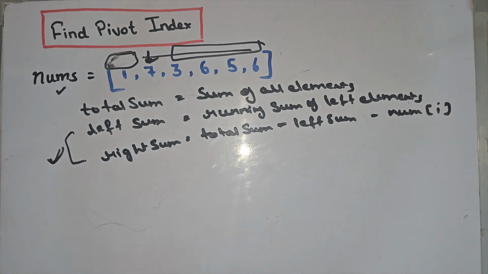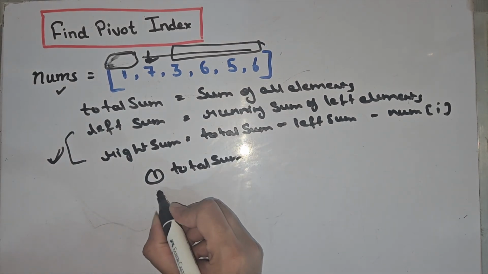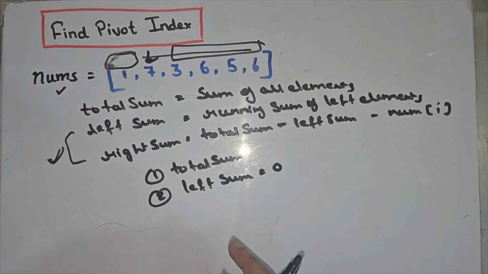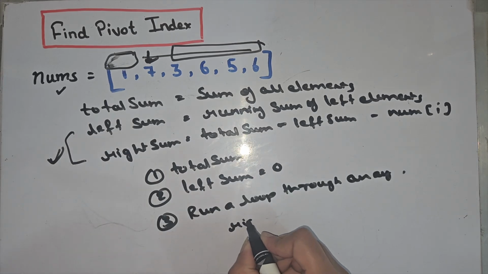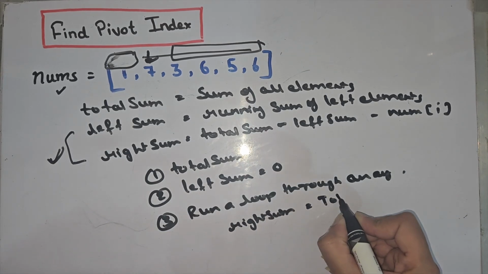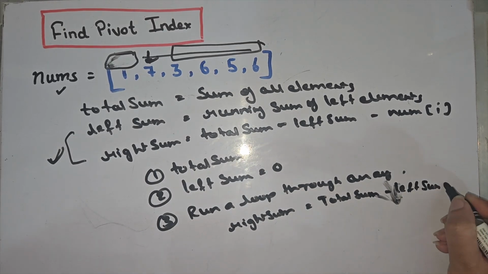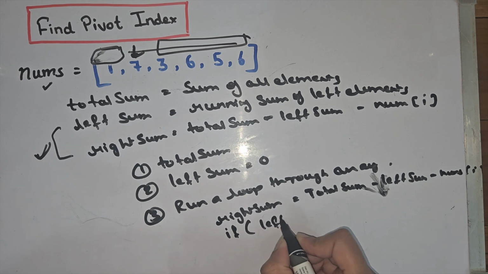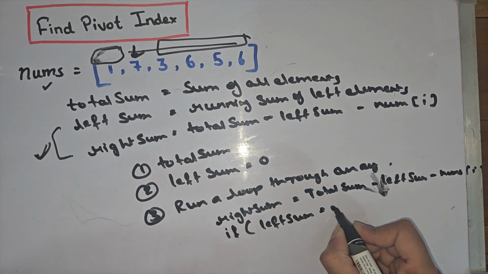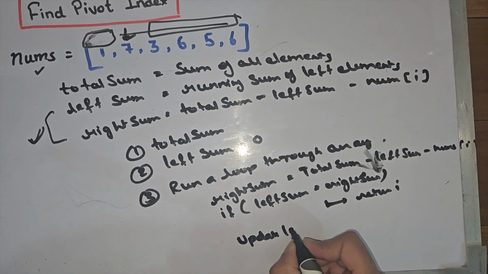So first we will calculate the total sum. Then we will initialize the left sum to 0, and we will run a loop through the array and calculate right sum, which is equal to total sum minus left sum minus whatever is the current element. And at any point, if left sum is equal to right sum, we will return this i. We will also update the left sum.